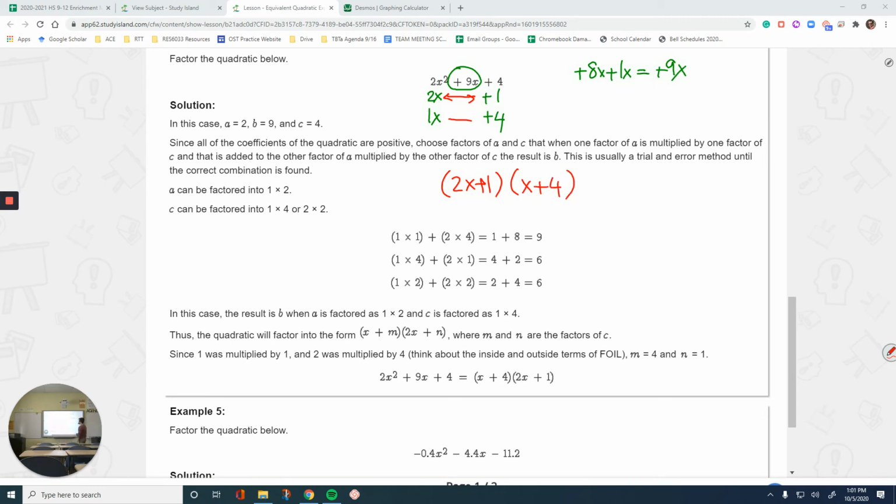So right here is our answer. Right here is Study Island's answer. You can switch them around. It's like 3 times 2 and 2 times 3. That doesn't change anything. So this method is a little different, but looking at that work, it's up to you. Whichever one, I don't know what method you want to follow.